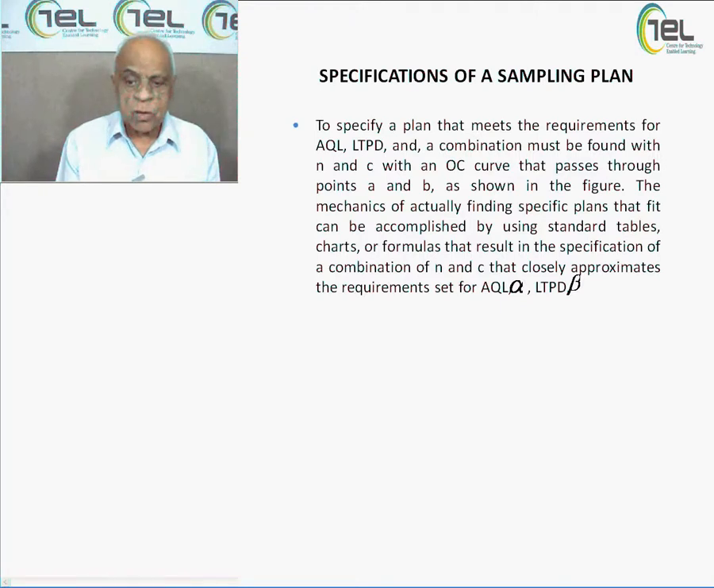A combination of N and C must be found with an OC curve that passes through the points A and B as shown in the figure. The mechanics of actually finding specific plans that fit can be accomplished by using standard tables, charts or formulas that result in a combination of N and C that closely approximates the requirements set for AQL and LTPD, taking both alpha and beta into consideration, taking sample size, lot rejection, consumer risk and producer risk.